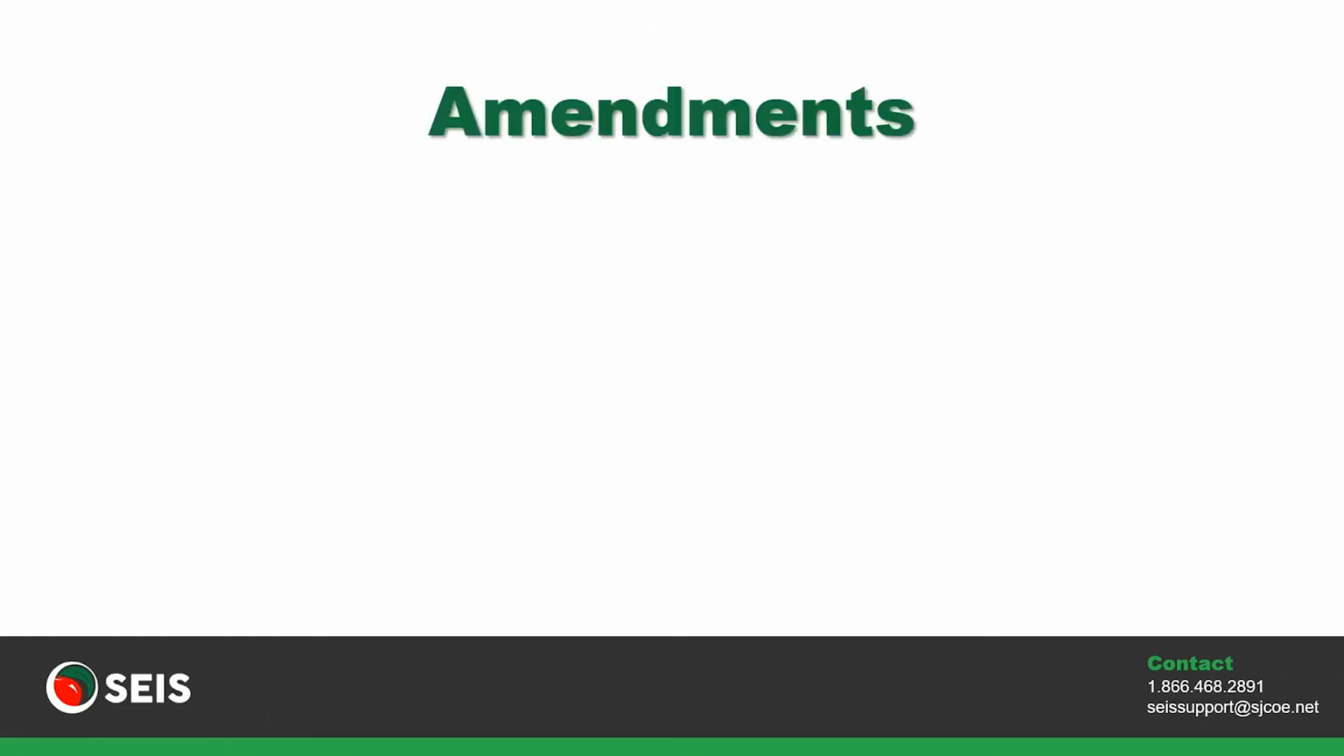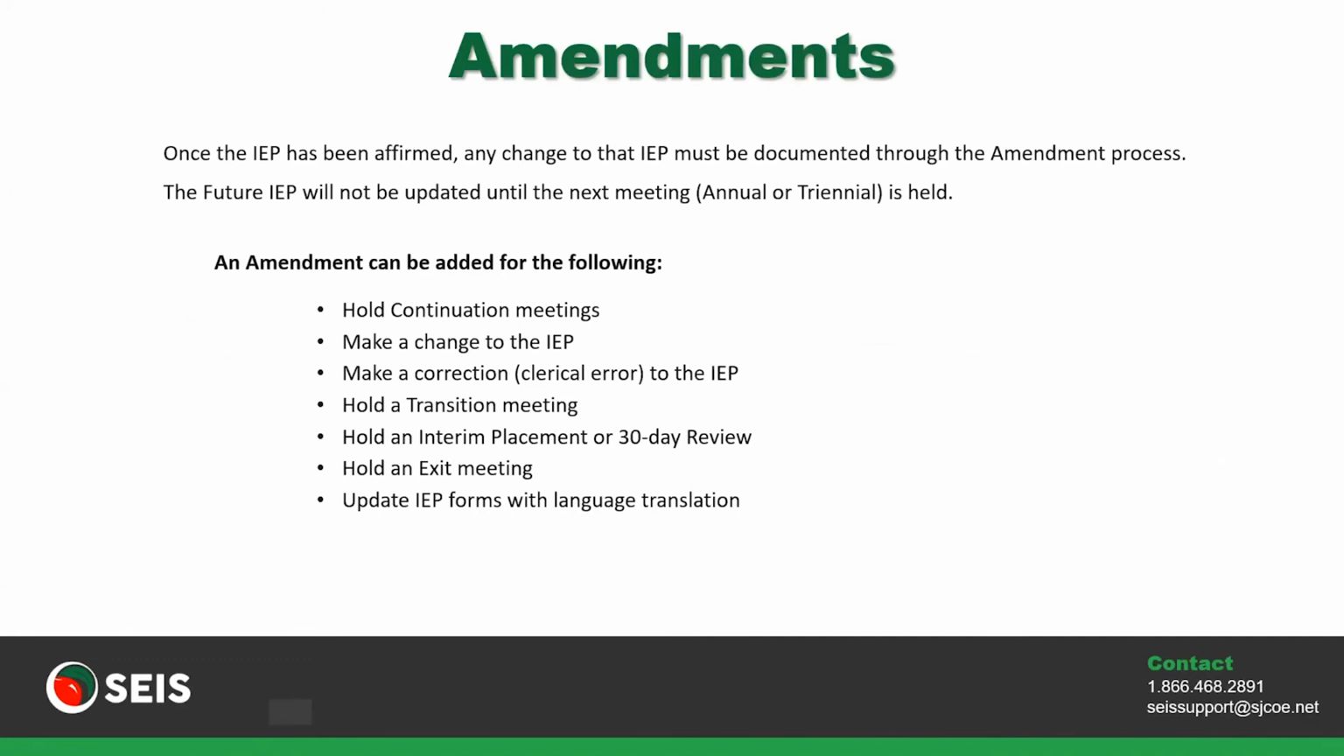All right, so let's go into amendments. Once the IEP has been affirmed, now we're talking about a real amendment, not just making a change like on that same day. Once the IEP has been affirmed, any change to that IEP must go through the amendment process. So if it's been a month later and all of a sudden it's been decided that, oh, we need more services, less services, removing a goal, adding a goal, anything that's making a change to the IEP is going to be done through that amendment process. The future IEP will not be updated until that next IEP is held.